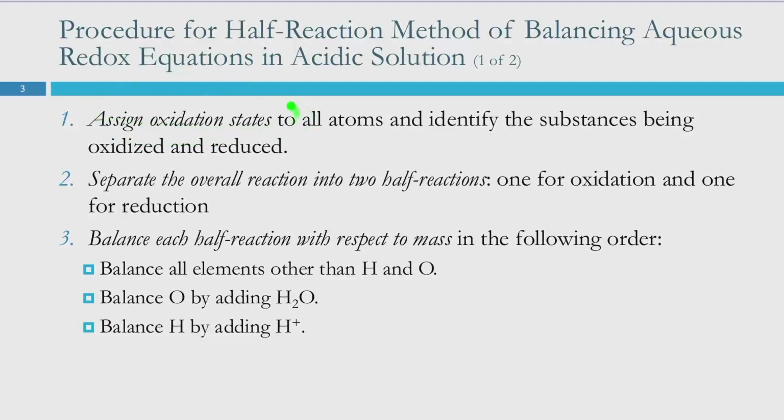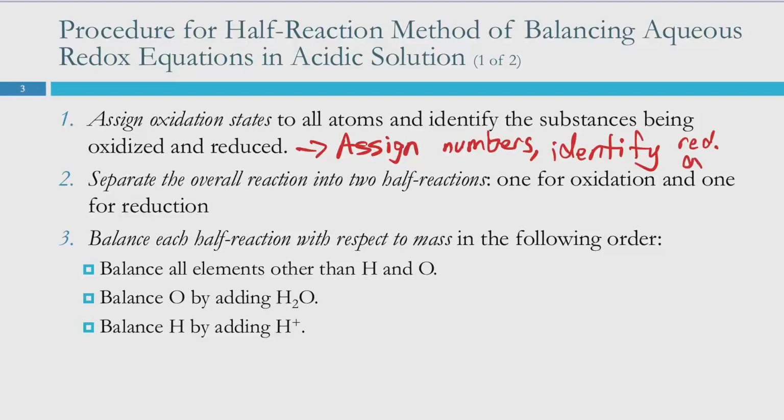So the first thing that we want to do is assign oxidation states. So we have to know our oxidation state rules. We have to know what numbers we assign to what things. And then we have to identify the substances being oxidized and reduced. So assign numbers, identify reduction and oxidation. This is so that we can split our reduction and our oxidation separately. We're going to treat them as separate processes. We're going to separate that overall reaction into the two half reactions.